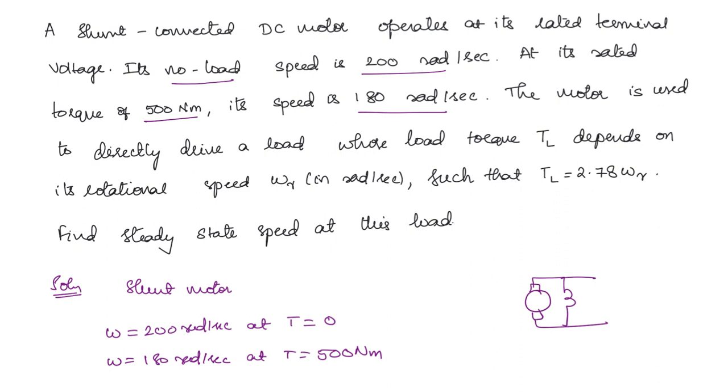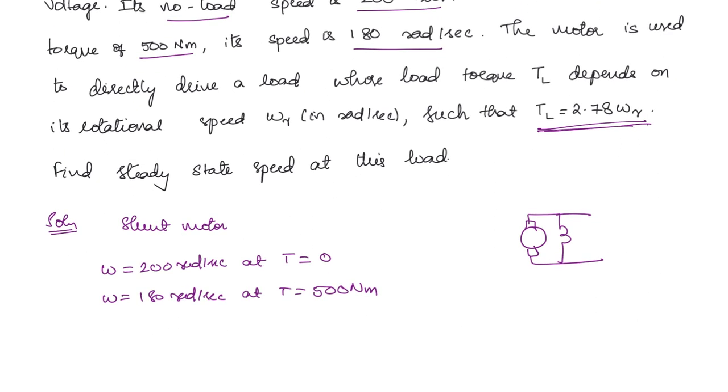Okay. Next, what is given? The motor is driving a load and the load torque of that load. Okay. So that means the load characteristic is given by this expression. T_L is equal to 2.78 omega_r. This is the behavior of the load. That means for the load, if there is omega_r speed, then it will want a torque of 2.78 omega_r. Now we have to find the steady state speed.